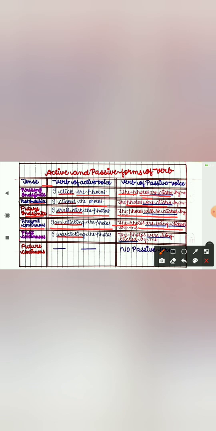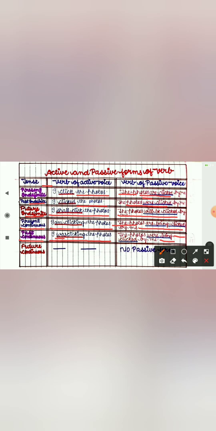Next tense is past continuous tense, and the sentence in active voice of past continuous tense will be: I was clicking the photos. Was and were according to the subject, with the first form of verb plus ing. And when we have to change this sentence into passive voice, the helping verb will again be was and were with being according to the subject. Here the subject is plural: the photos were being clicked by me. If it will be singular, it will be: the photo was being clicked by me.